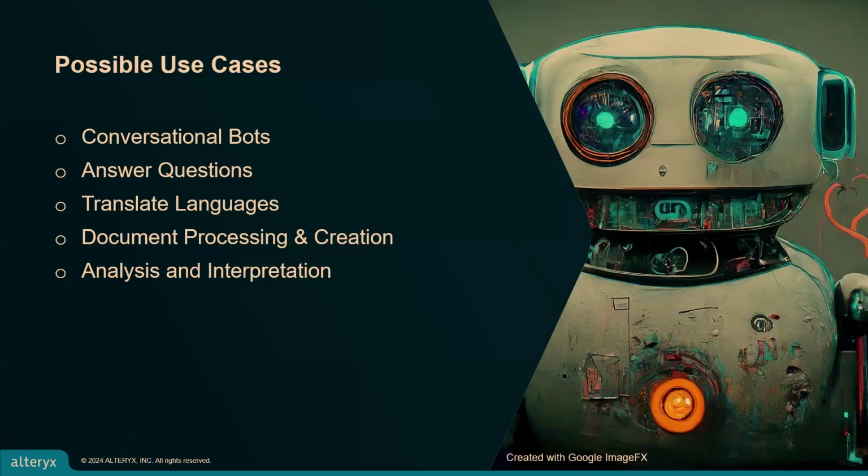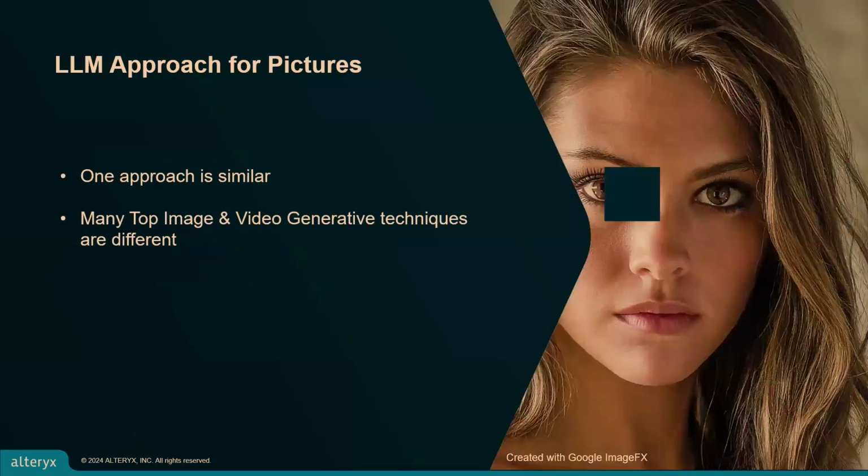So use it to answer questions. For example, I have organizations that have a bunch of documents within their organization. And so they're going out and buying one of these large language models, and then they're adding their own knowledge base into it so that it can answer questions throughout their organization. Translating languages is a common one, document processing and creation. We're going to see an example of that, and analysis and interpretation like we just did with ChatGPT.